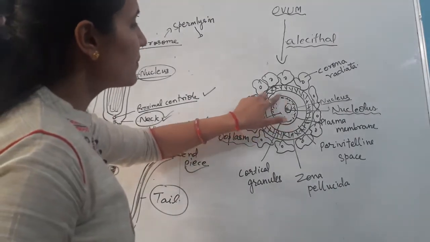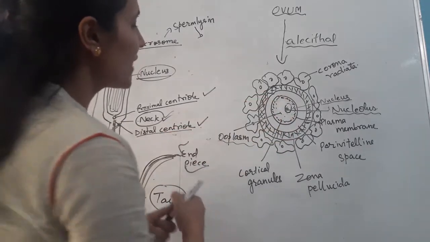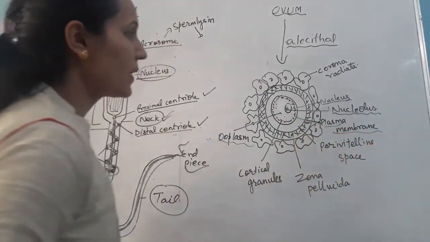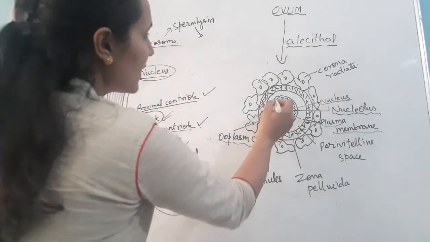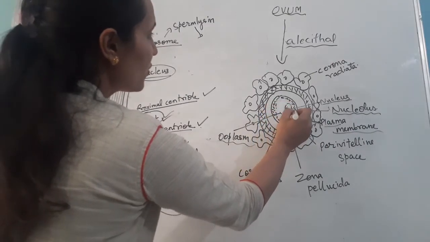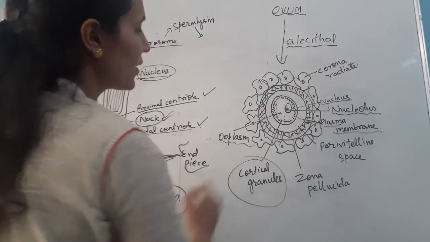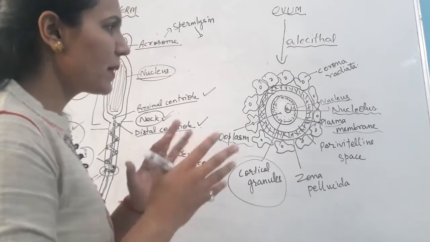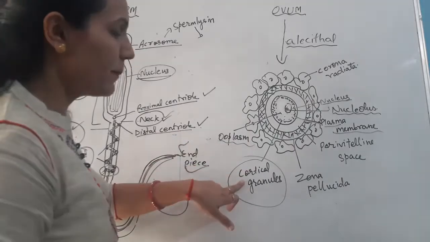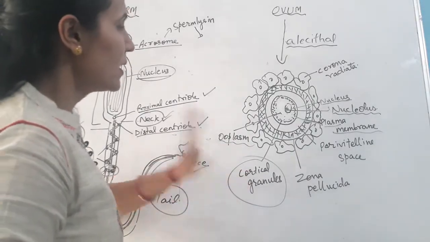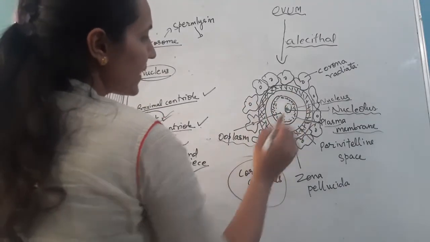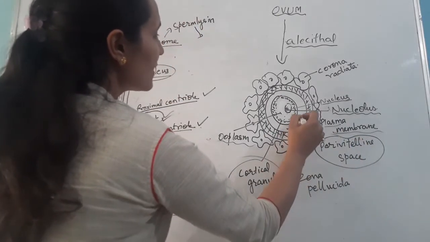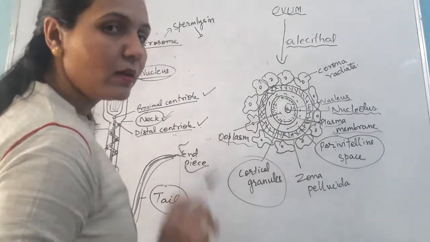Next, you can see the structure surrounding the nucleus is known as the plasma membrane. Behind this plasma membrane, there are structures known as cortical granules. Cortical granules play an important role during fertilization. After fertilization, membrane changes occur, and that important role is played by the cortical granules. Now, around the plasma membrane, there is a space which is known as the perivitelline space in the egg.